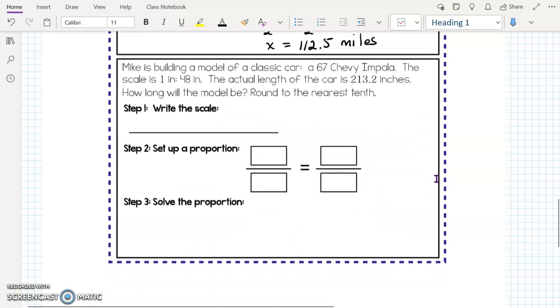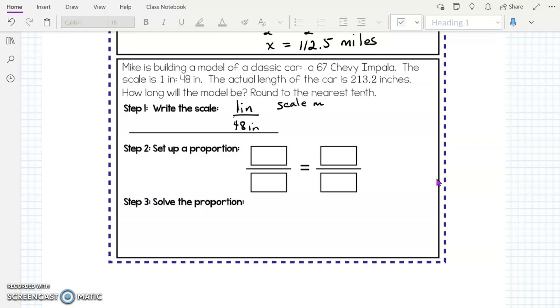All right. So let's take a look at our last example here. This one happens to do with building a model of a classic car. The scale is 1 inch to 48 inches. So 1 inch of the model represents 48 inches in the real life car. So again, our scale model goes on top, and then our real car measurement, how much that represents of the real car measurement, goes on the bottom. Let's set up our proportion.